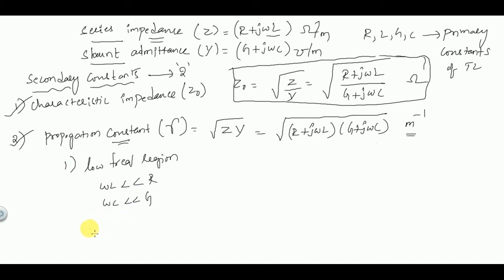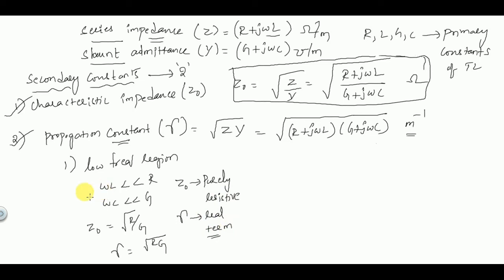So Z0 first. Since omega L can be neglected, Z0 is given by root of R by G, and similarly gamma is equal to root of RG. So in low frequency region, Z0 is purely resistive, and gamma is a real term. Gamma is real in the low frequency region.